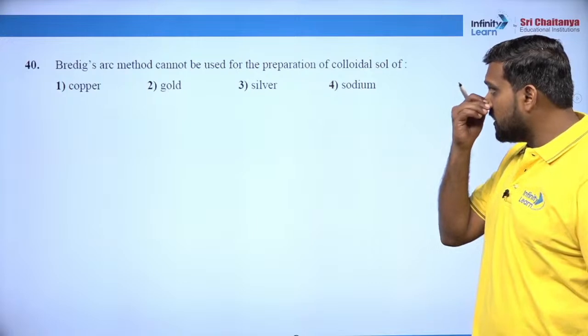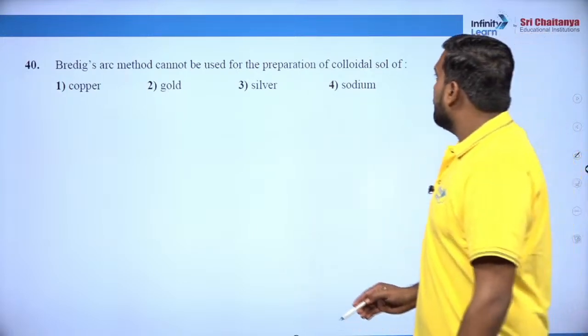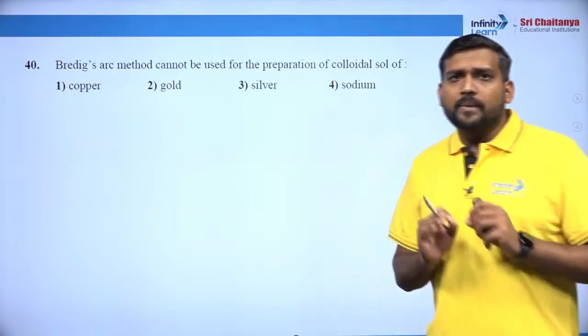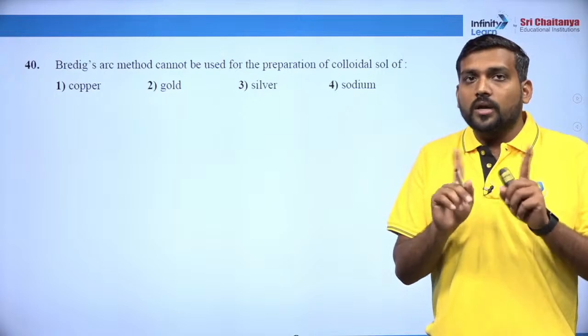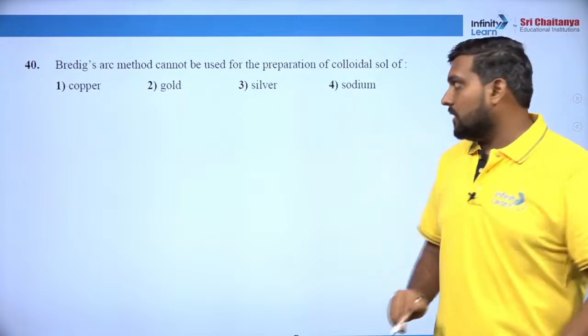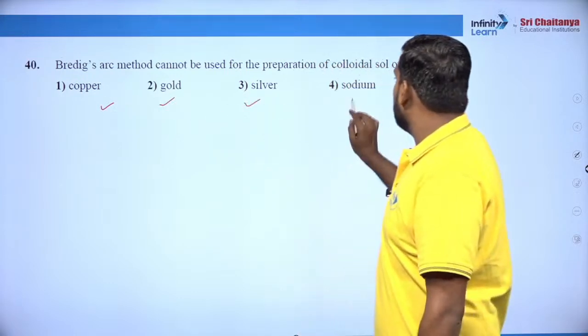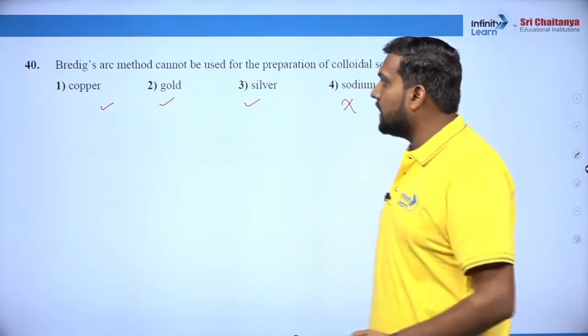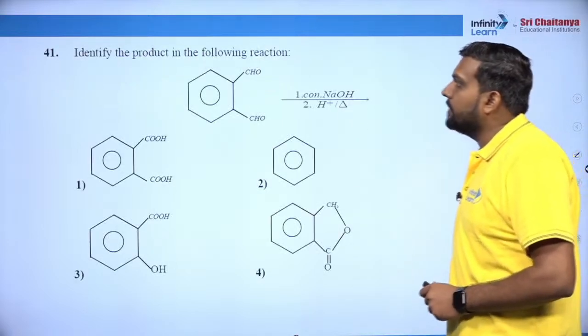The next question is: Bredig's arc method cannot be used for preparation of colloidal solutions of which metal? So Bredig's arc method is only applicable for less reactive metals. It is not applicable for the more reactive metals. Okay, so copper can be used, gold can be used, silver can be used, but sodium can't be used. Okay, so the correct answer will be option number 4. Going to the next question.